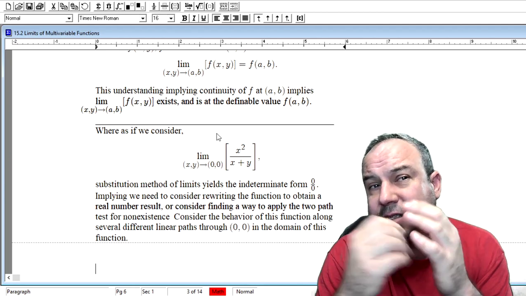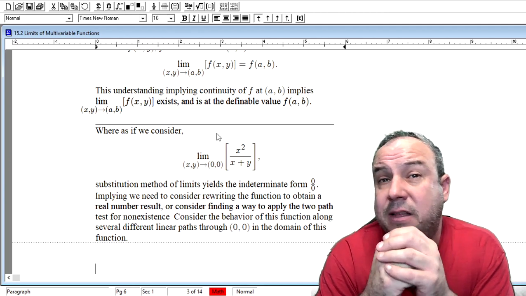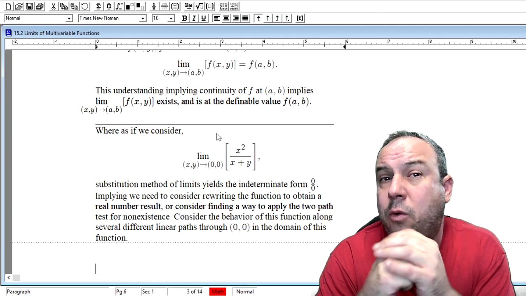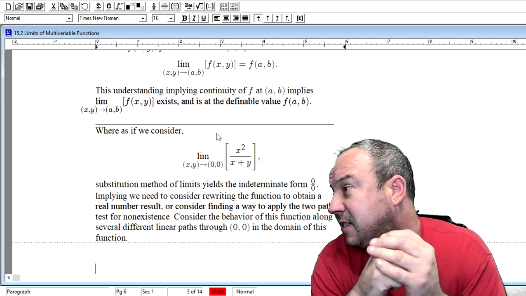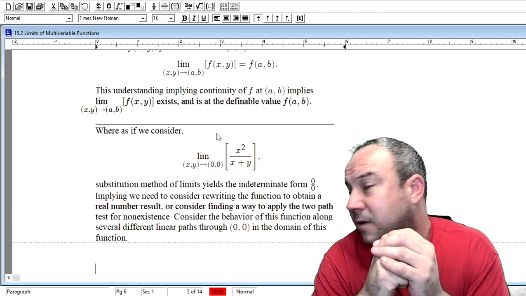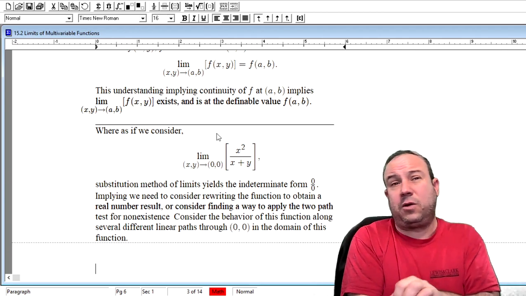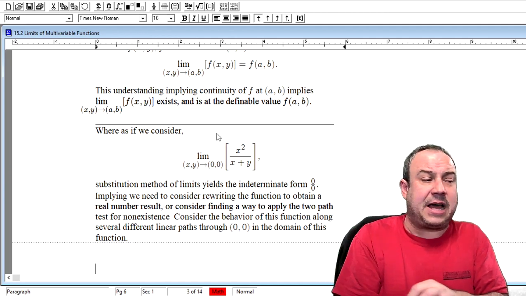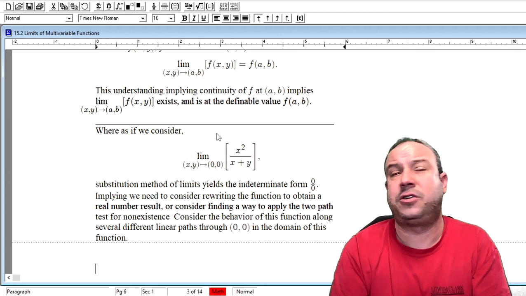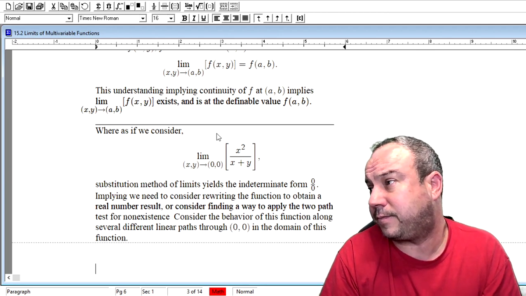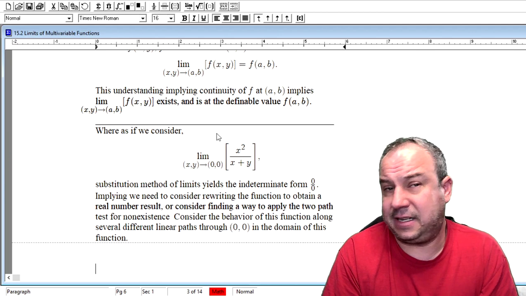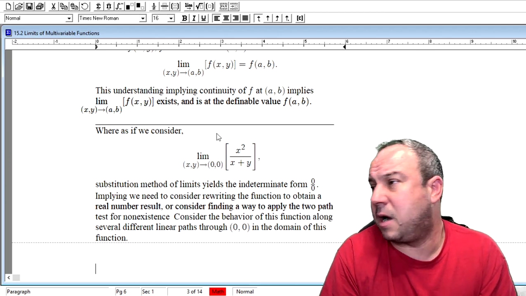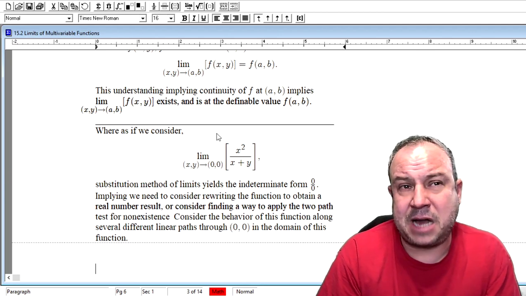Now, this does imply we might need to consider rewriting the function to obtain a real number result, or consider finding a way to apply the two-path test for non-existence. Now, if I attempt to rewrite that, there really is nothing I can factor out of the numerator or denominator that will allow for some canceling and allow substitution to work out nicely to give us any real insight. What I might consider doing here is looking for a couple of different paths to give me some non-existence.